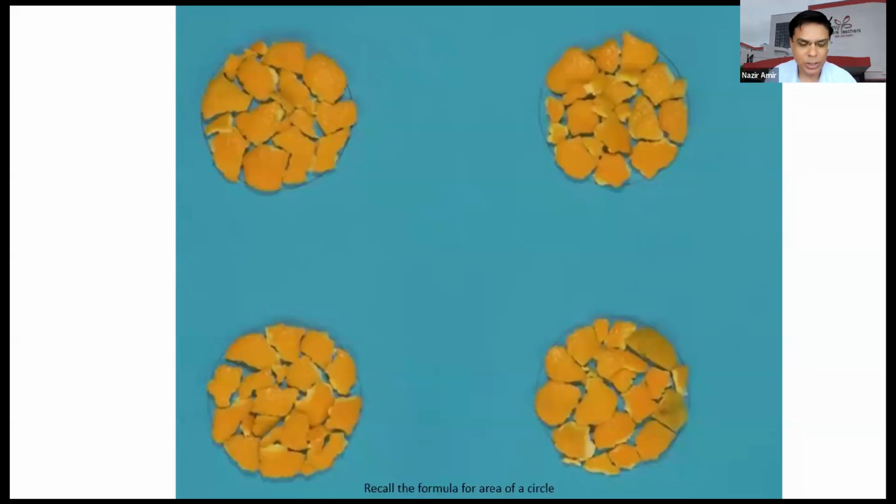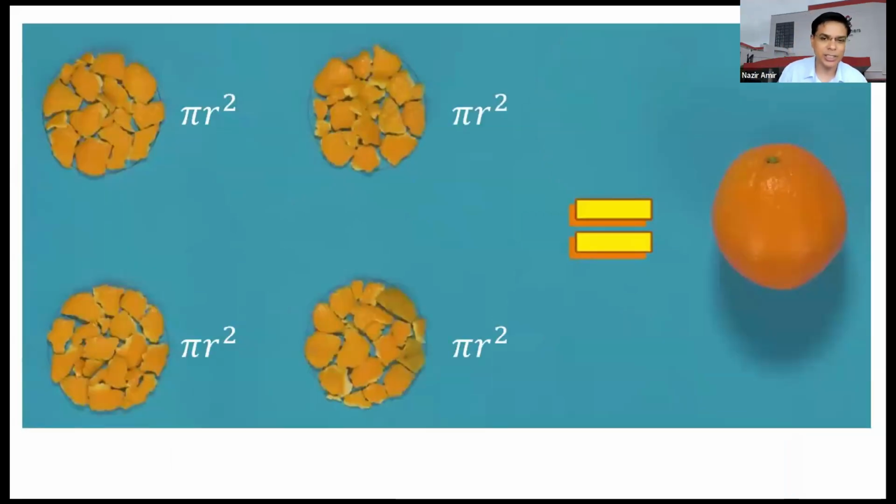And the teacher now asks the students, recall the formula for area of a circle. And the students say, oh, the area of a circle is pi r squared. So you see here, there are 4 of pi r squared. And this is when the teacher says, this 4 of pi r squared is equivalent to the surface area of a sphere. And this is how you get 4 pi r squared.